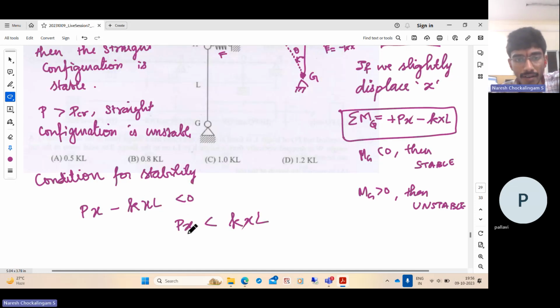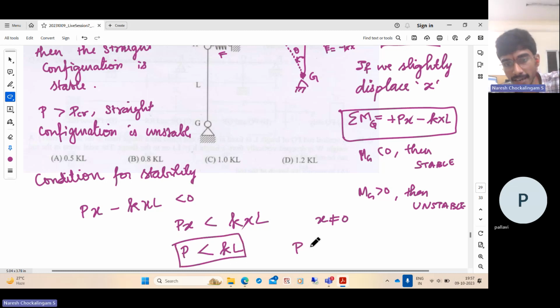And this should hold for very small displacement x, x is not equal to 0, right? We have displaced it slightly, which means P is less than kL. So the condition for stability is P is less than kL, and the condition for unstable is P is greater than kL.